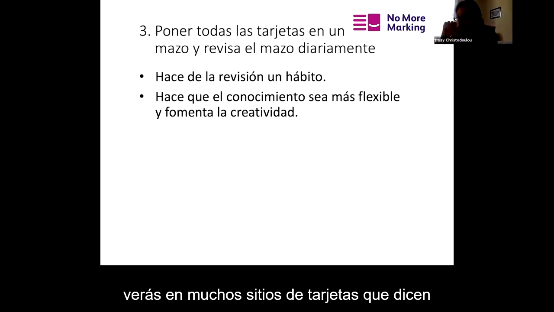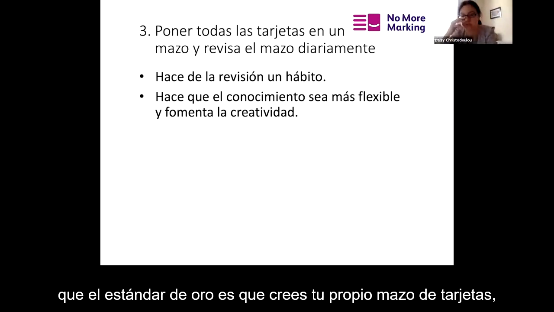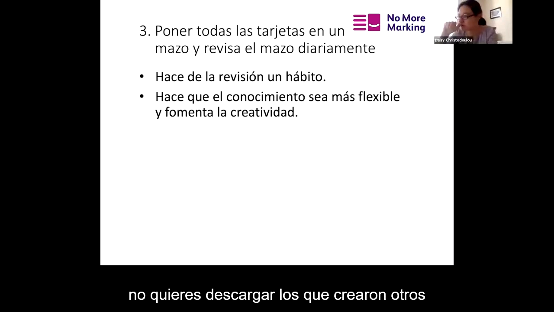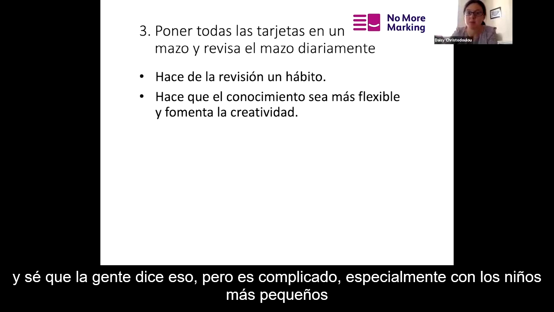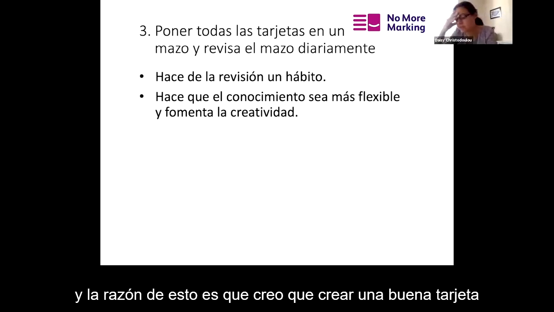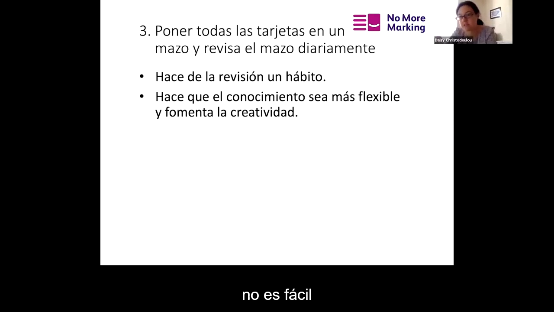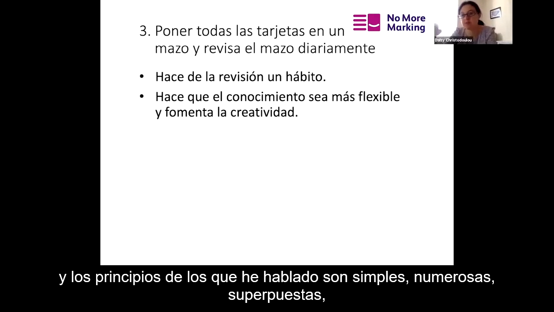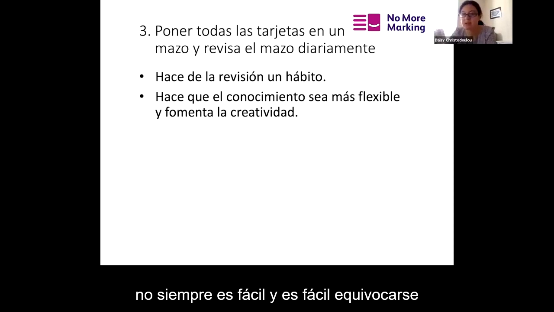And you will see on a lot of flashcard sites, they'll say, look, the gold standard is you creating your own flashcard decks. You don't want to be downloading those created by others. And I know why people say that, but I am slightly uneasy, particularly with younger children. And the reason for this is I think creating a good flashcard is not easy. And the principles I've talked about there of simple, numerous, overlapping, it's not always easy, and easy to get it wrong.